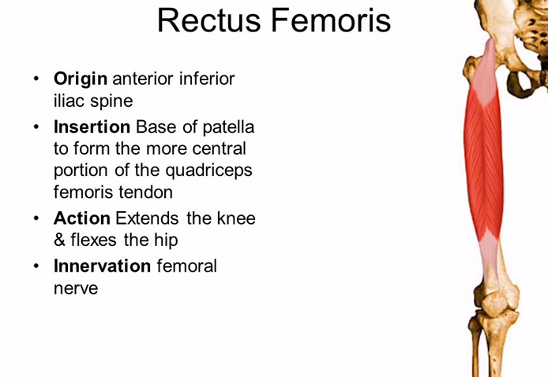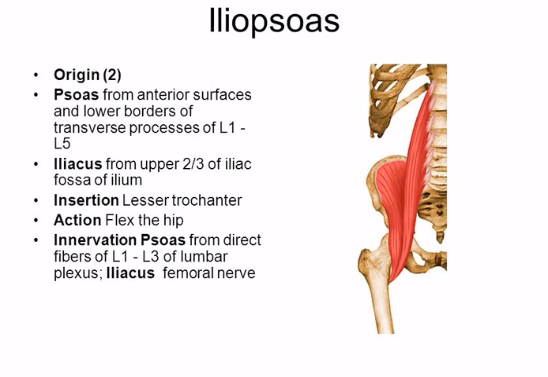Rectus femoris. Origin: anterior inferior iliac spine. Insertion: base of patella to form the more central portion of the quadriceps femoris tendon. Action: extends the knee and flexes the hip. Innervation: femoral nerve.